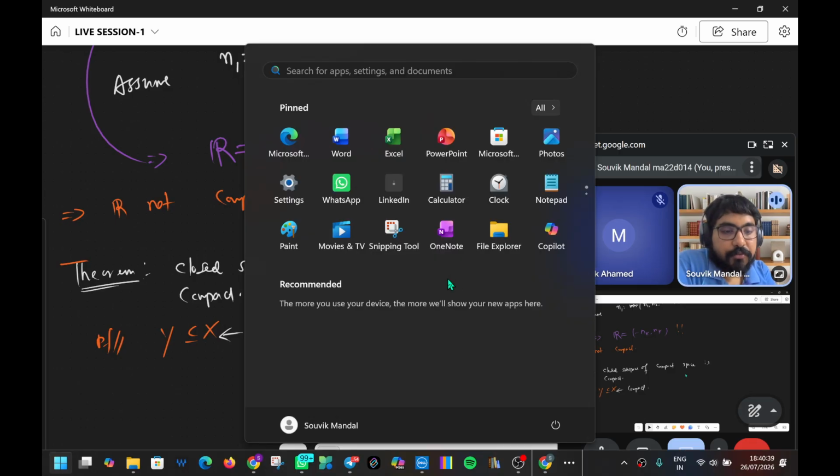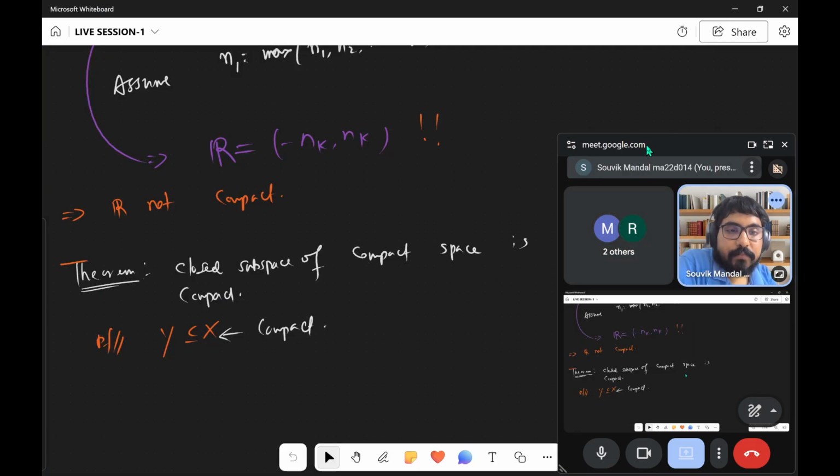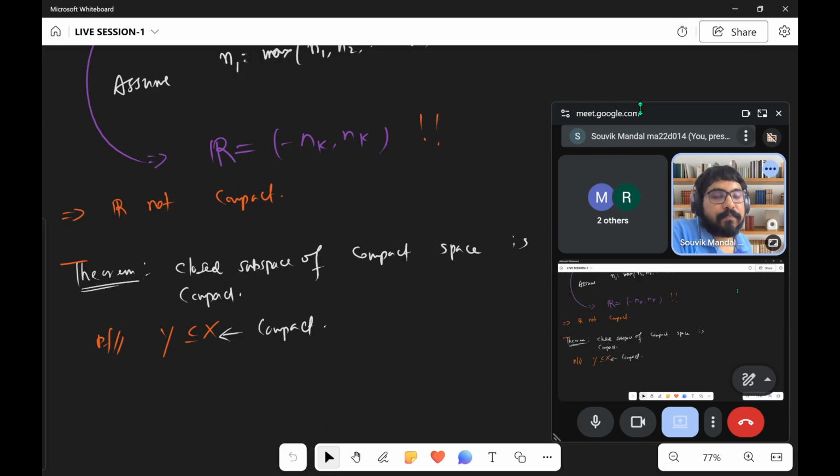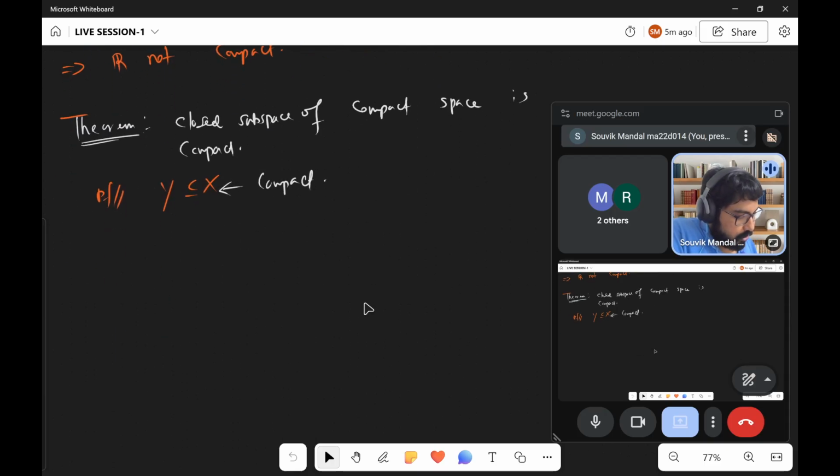Okay, Mustaq, are you able to figure out how to show that a closed subset of a compact space is compact? Okay, so let me write an outline for you. Just hold on. So what should we start with? Suppose U is an open cover of Y, correct?